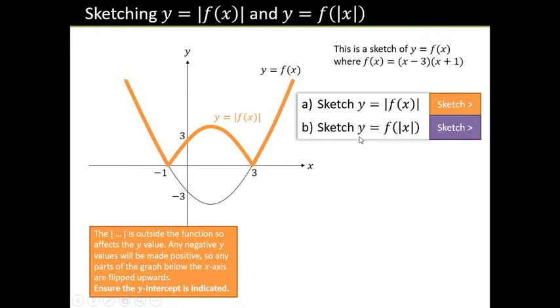Now you might think that the sketch of y is equal to the function of the modulus of x would look the same as this, knowing that the modulus of something must always be positive. But think more carefully and perhaps pause this video for a few seconds to think about what you actually think this would look like.